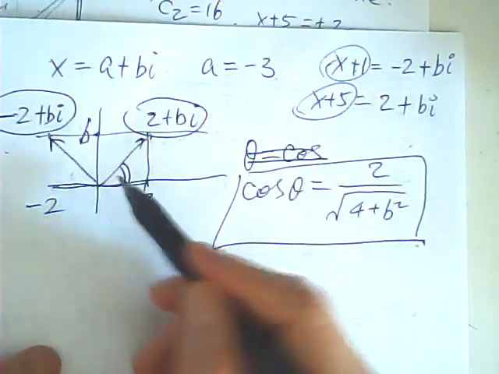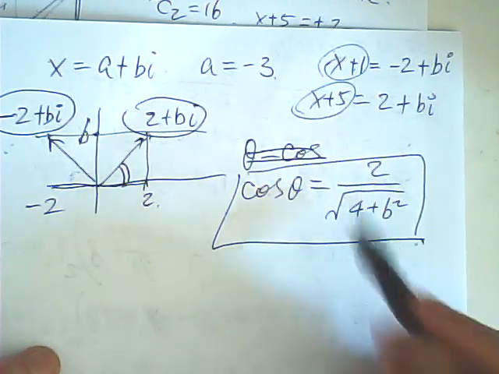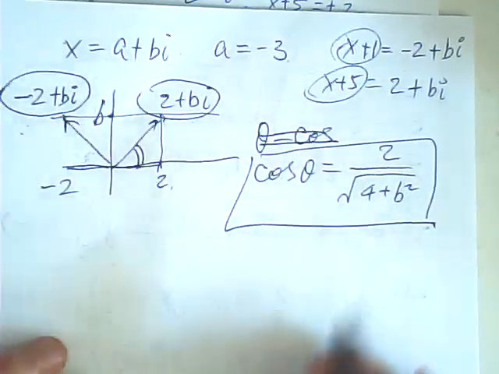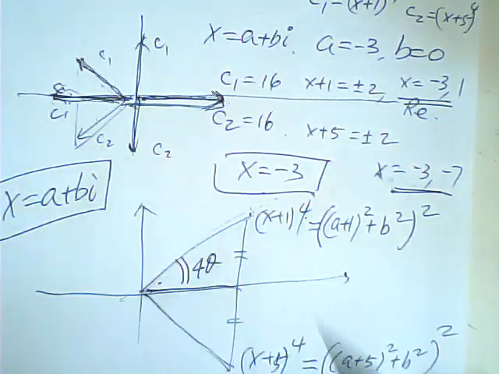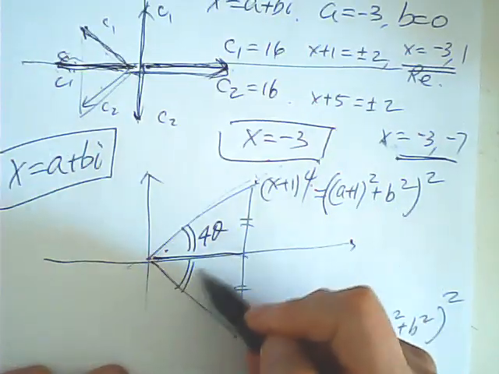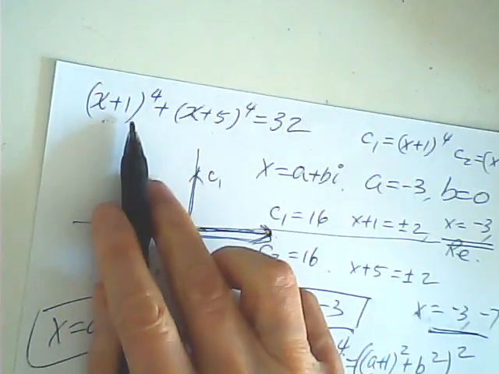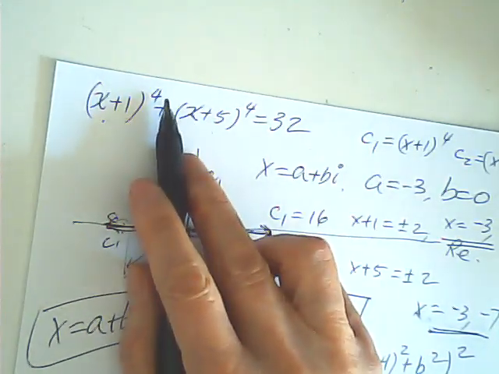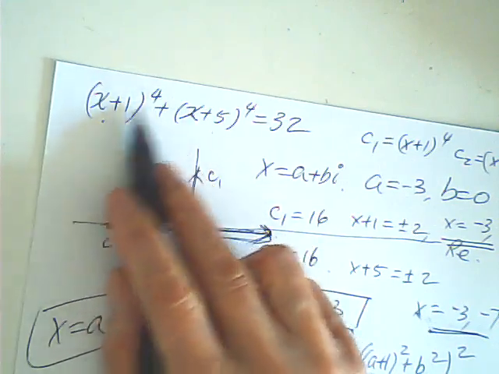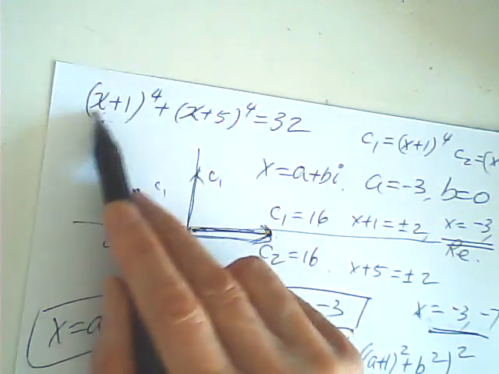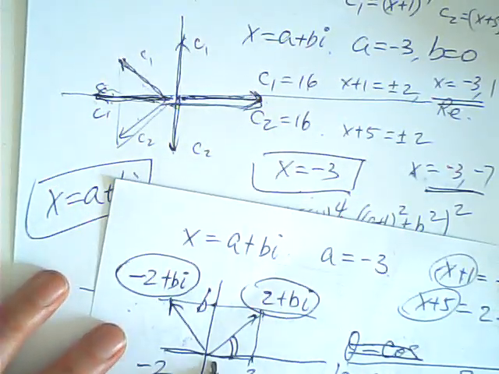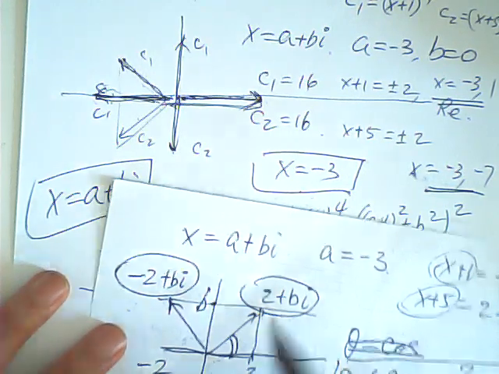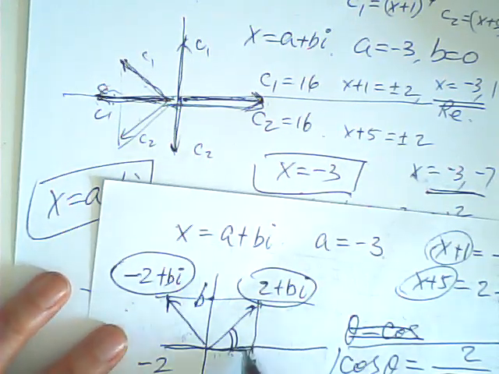Negative theta is the same thing, because cosine of negative theta is the same thing. So that is cosine theta. And this is 4 theta. So negative 4 theta. Why? Because the fourth power, by using De Moivre's theorem, right? Fourth means the argument is 4 times. 4 times this argument. This is the argument for x. Okay? This is x, right?